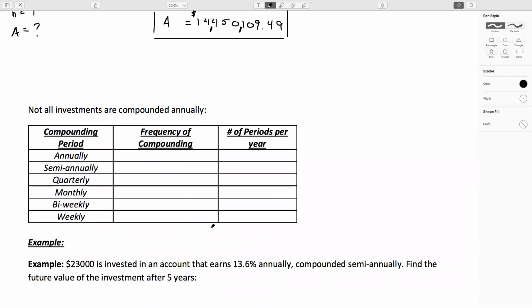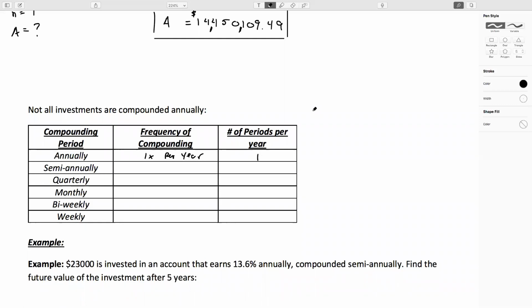So let's talk about compounding periods. Not all investments are compounded annually. So these are some different things that you will see. These are all different compounding periods. These are real words that come up in finances all the time. Annually, frequency of compounding is 1 time per year. Number of periods per year, 1.